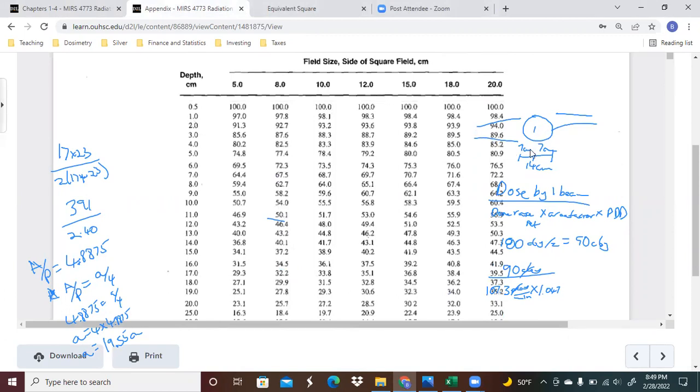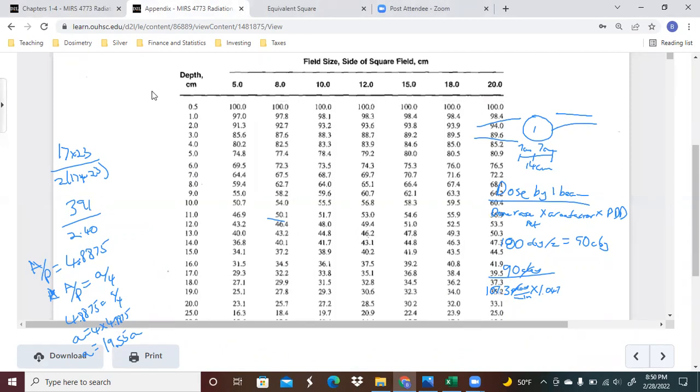Well, the depth in this case is, since we are treating this at midline or mid-plane, going to be at 7 cm. So we got that part figured out. What we need to do is figure out what value we choose here between 71.6 and 72.2. Now, in order to be able to do that, here's what we do.